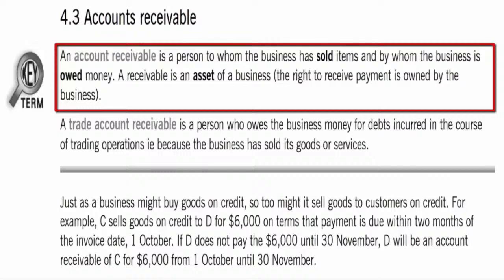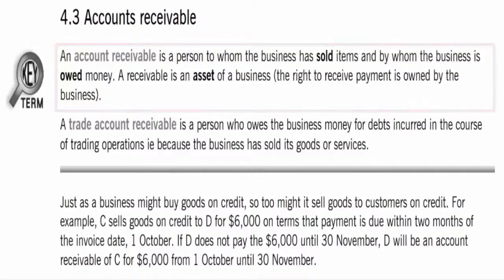Think of it this way. If you sell something to a customer but let them pay later, the amount they owe you is called accounts receivable. Here's why it's important. Accounts receivable is considered an asset in accounting. Why? Because it's money your business expects to receive in the future. Even though you don't have the cash yet, your right to collect it makes it valuable to your business.